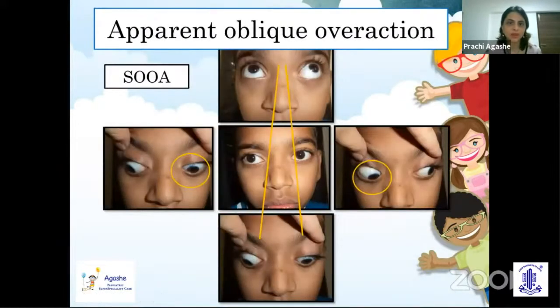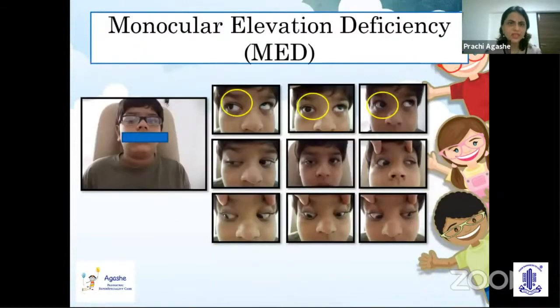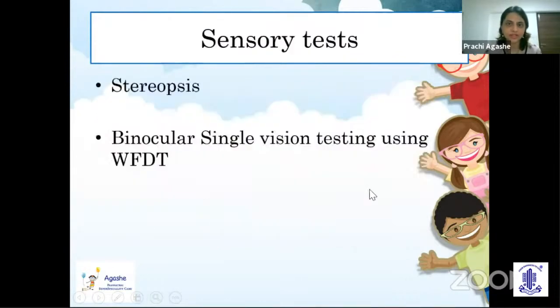This is an example of superior oblique overaction where over depression and adduction is seen, and there is an A pattern strabismus. So the head posture here would generally be a chin depression. Another kid with a different etiology but having the chin up head posture. If you look at the 9-gaze photographs, we see that the elevation is restricted over adduction and abduction equally, and this is a case of monocular elevation deficiency.